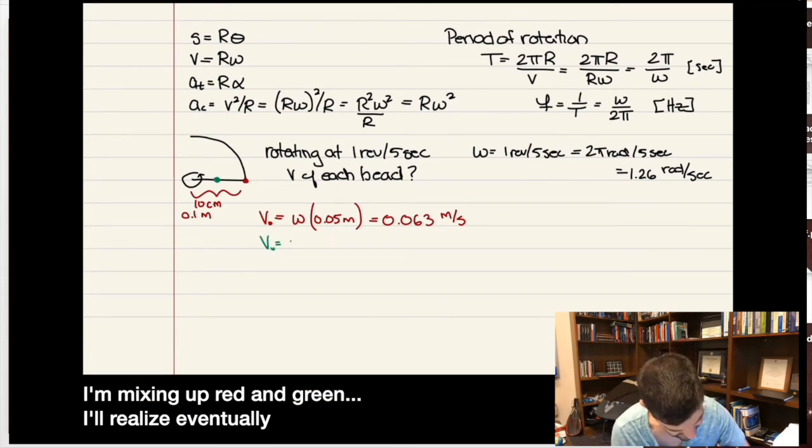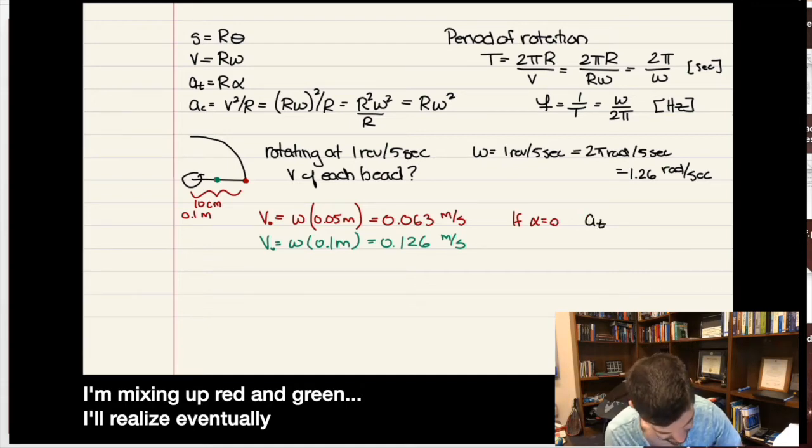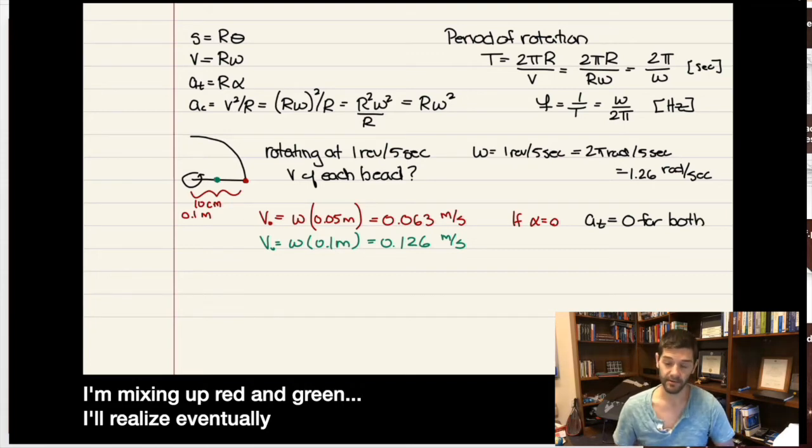The velocity of the green bead is the same omega, but now multiplied by the full radius, which is just twice as much. So it would have a velocity of 0.126 meters per second. The green bead has a larger overall velocity. If the record player is rotating at a constant rate, that means alpha is 0. That then implies the tangential acceleration is 0 for both. The bead is not speeding up or slowing down as it goes in the circle, but it nonetheless is experiencing an acceleration.